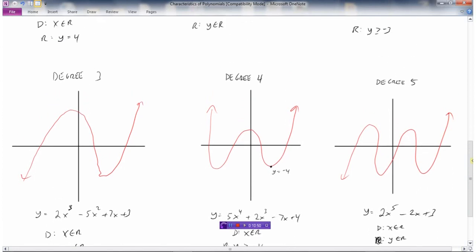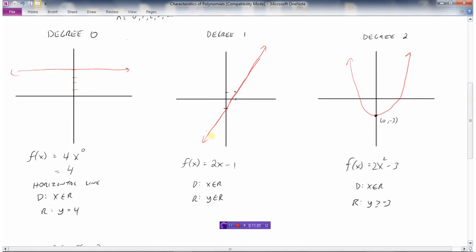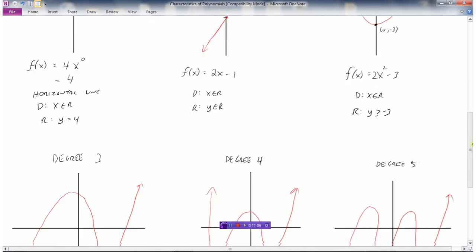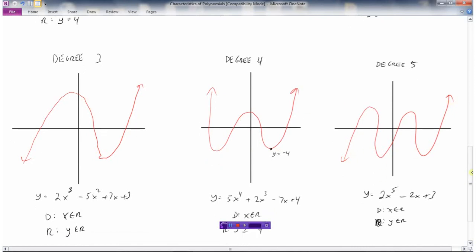So let's review what we've learned so far about polynomials. We know that the degree of the polynomial is equal to the highest power of the exponent. We know that a degree 1 will have sort of one part to the graph, a degree 2 will have 2 sections, 3 sections, 4 sections, 5 sections.